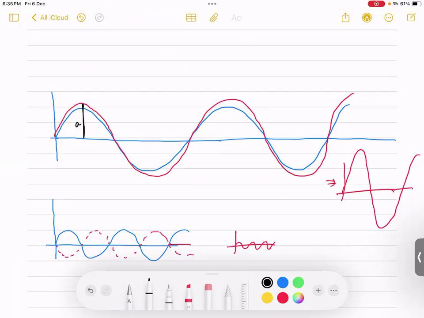Now, in the first diagram, both the amplitudes are in the same direction. But in the second diagram, both the amplitudes are in the opposite direction. If the amplitudes are in the same direction, when they get superimposed, the resultant amplitude will be more. In the second case, the resultant amplitude will be less. So first case, resultant amplitude will be more. Second case, resultant amplitude will be less.